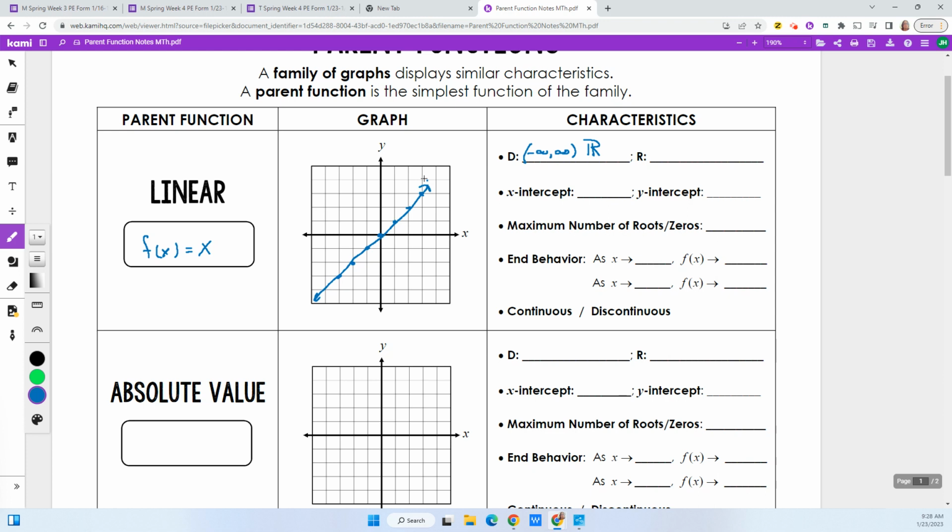Our range is what is happening up and down, right? And again, on this one, this arrow goes up forever. This arrow goes down forever. So our range would also be all real numbers, or we could say -infinity to infinity.